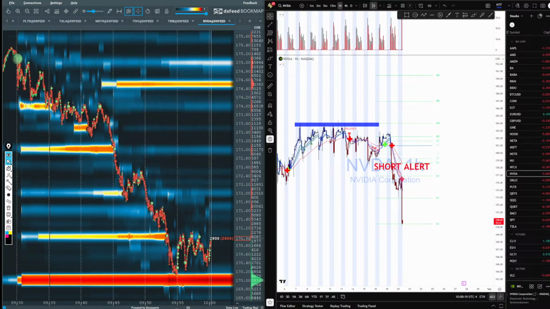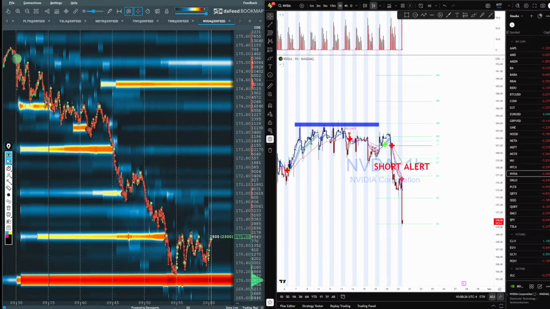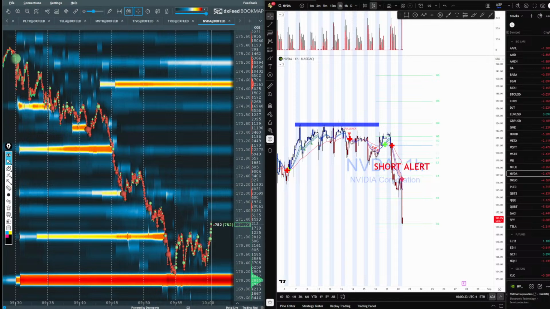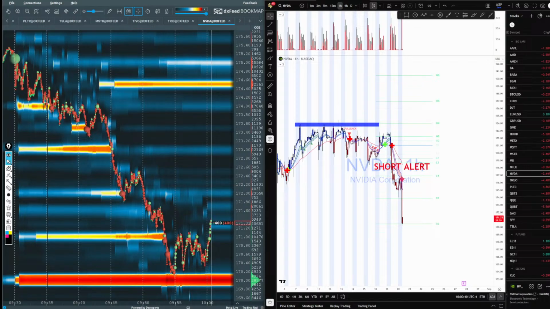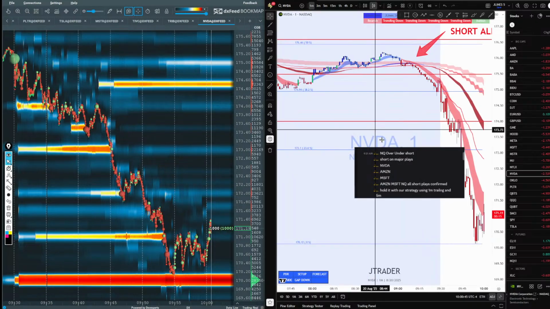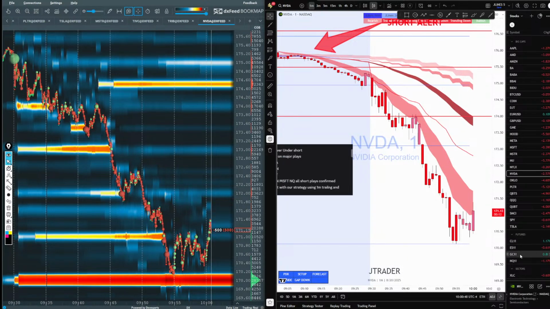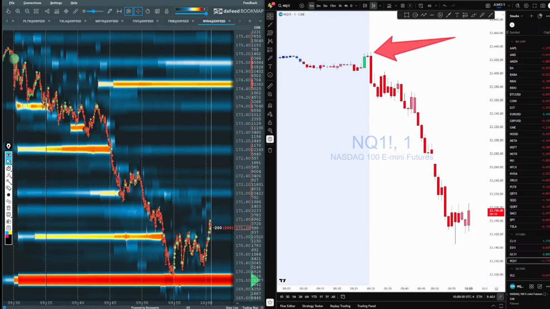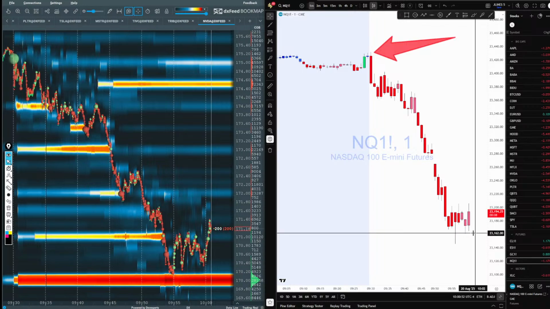Okay, so L6 now in everything. So Meta, Amazon, NVIDIA, NQ, Oklo, MSTR, take another 1/3. Okay, so NVIDIA, we are from 176 to 171. You should be 2/3 out at least. All right. And same on NQ and the Qs, okay?